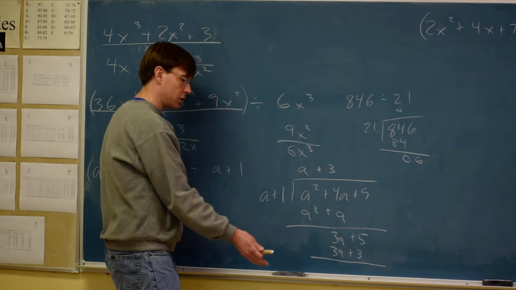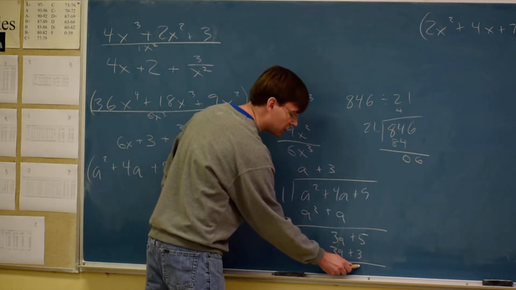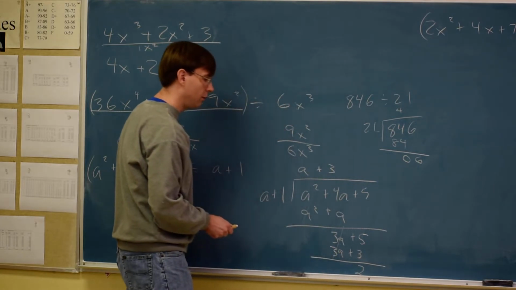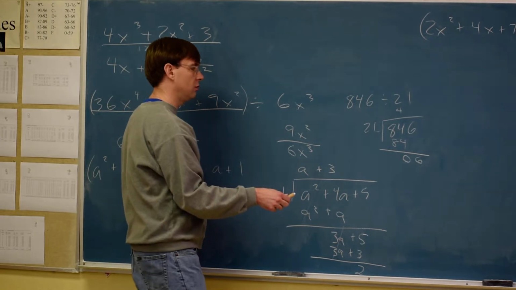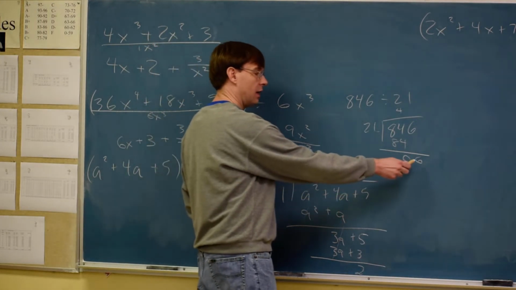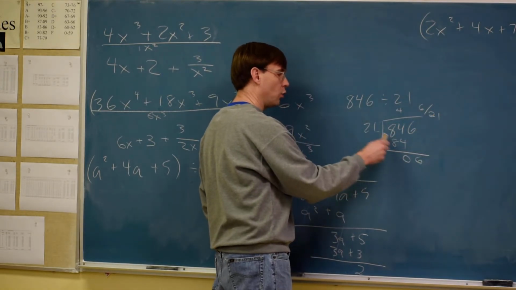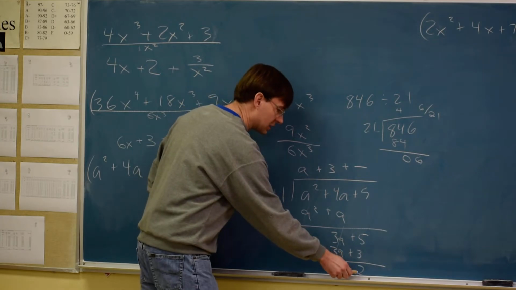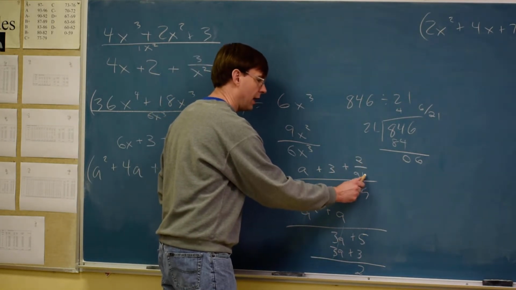Once you do that, we'll subtract. Those will always eliminate at the beginning of the line. Subtracting here gets us 2. Some algebra books will let you put a remainder and a 2. Our algebra book wants us to tack on a fraction. Like this fraction would have been 6 on top of 21. Our fraction is going to be a 2 on top of an A plus 1.